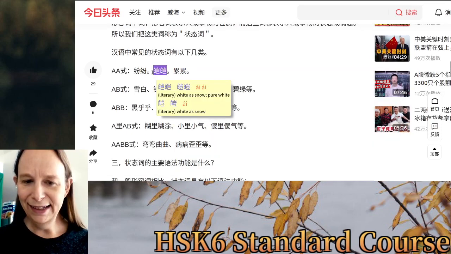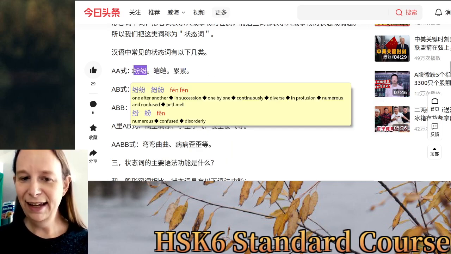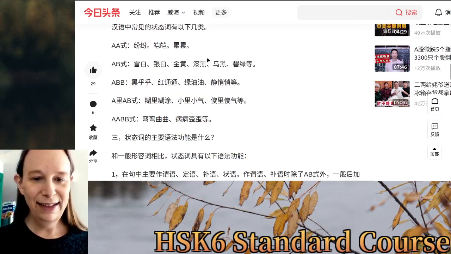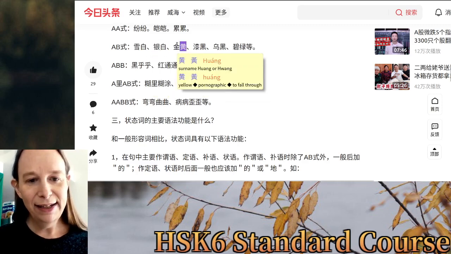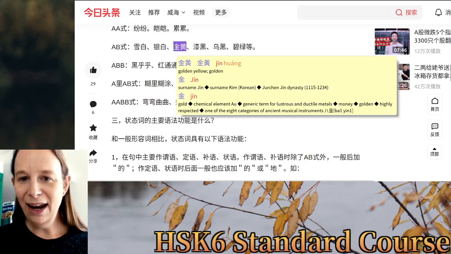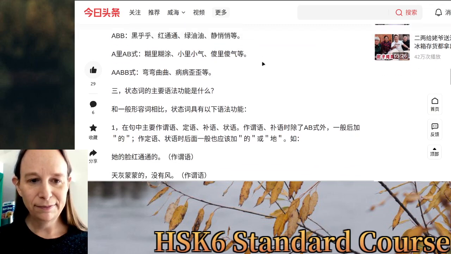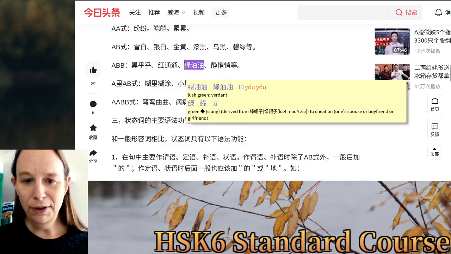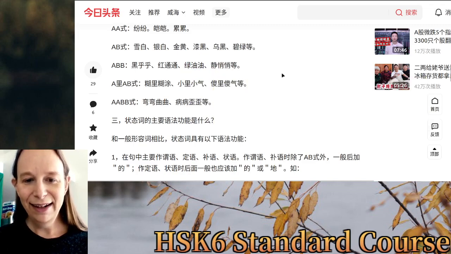This is like a white, is it? Yeah. But you don't use it by itself, I think. This is like one by one, right? Lele, yeah. This is different. This is the one I want. 雪白, 银白, silver white, 金黄. So, as yellow as gold. Except we saw that one. 碧绿. 红通通, 绿油油, 静悄悄, yeah, extremely quiet.